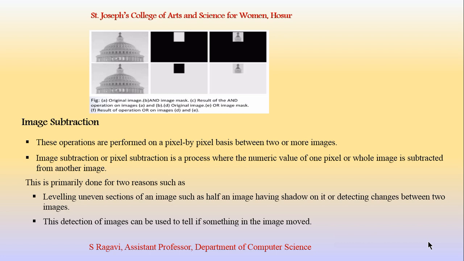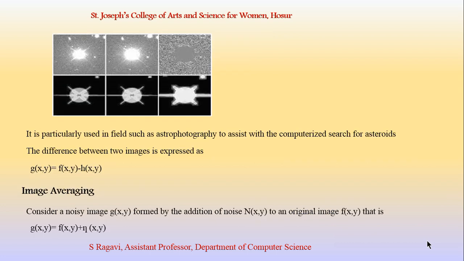For example, if an image contains some shadow or is blurred, in that case image subtraction is done between two images. This helps us to tell that something has changed or moved after performing the operation. This image subtraction technique is particularly used in the astrophotography field in order to search for asteroids.